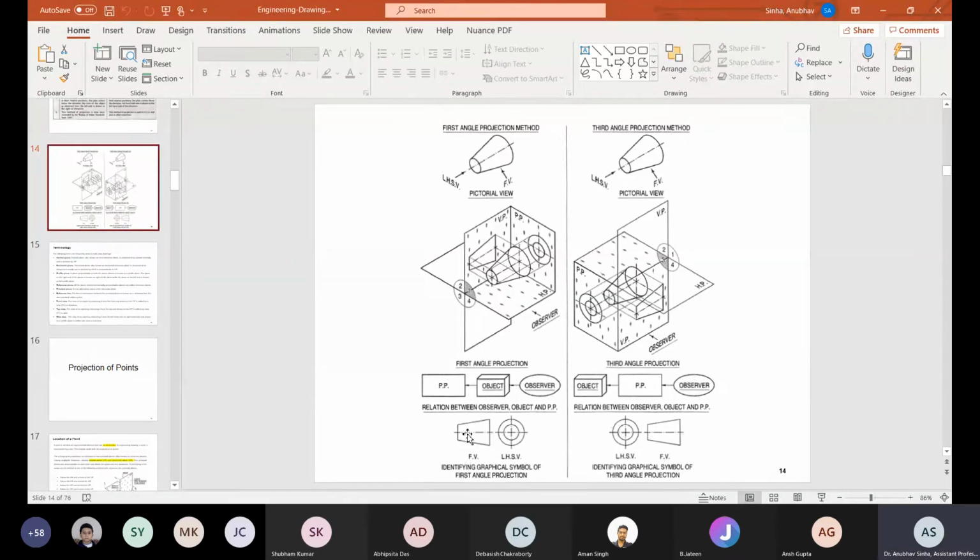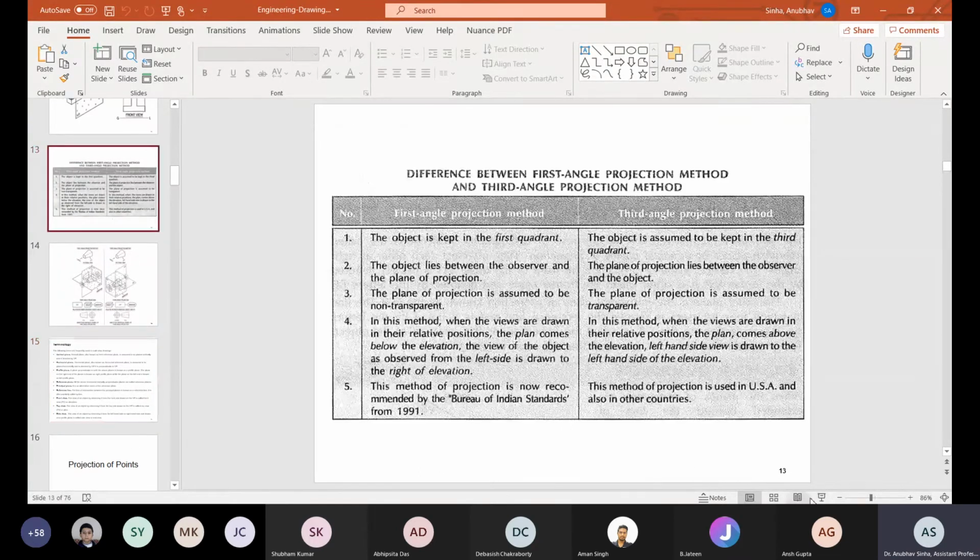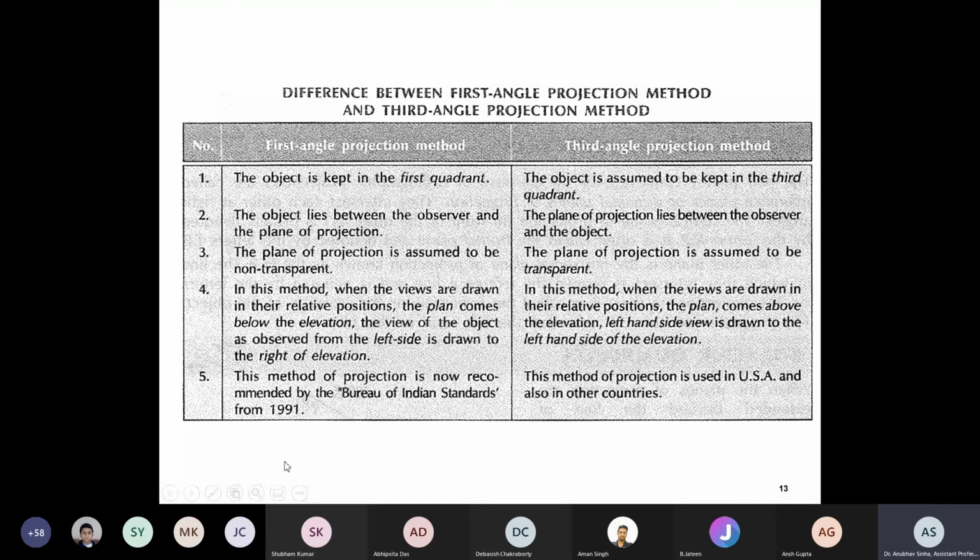Similarly, I just want to revise this once more because this is very important, especially in the coming chapters when you will talk more about solid projection. This should be very clear to you. Let us quickly revise this again. What is the difference between first angle and third angle projection?